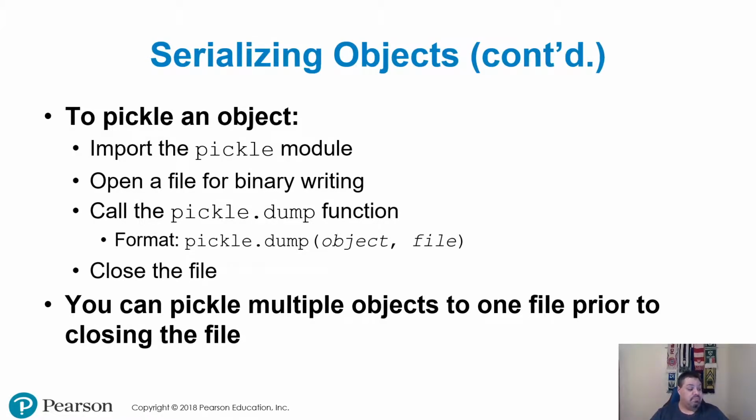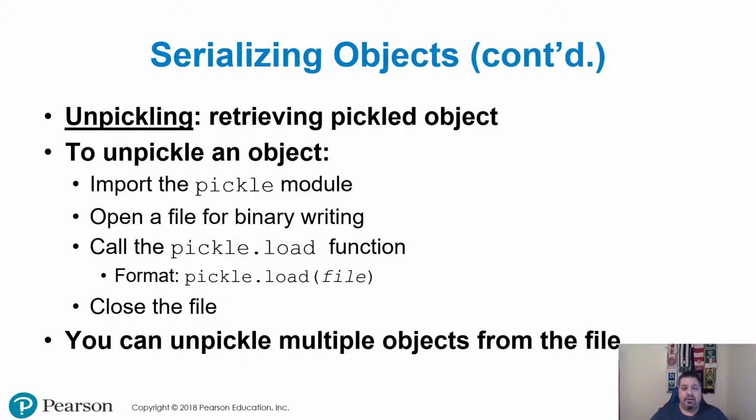You can actually pickle multiple objects in one file before you actually close it. So you can have several pickled data objects inside one file. Okay, and again, that file then becomes transported across wherever. Conversely, to unpickle something, you still use the pickle module. You do pickle.load instead of pickle.dump. You still have to open and close the file on both ends, right?